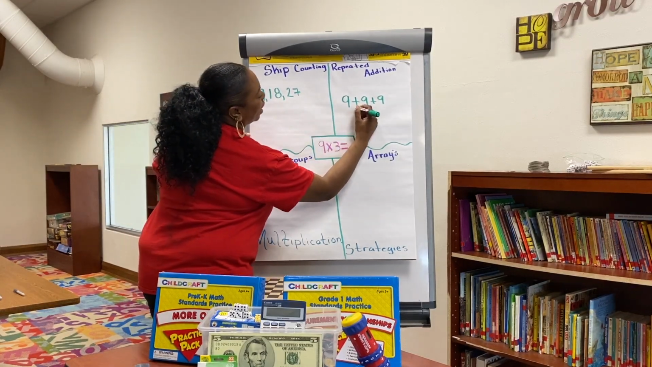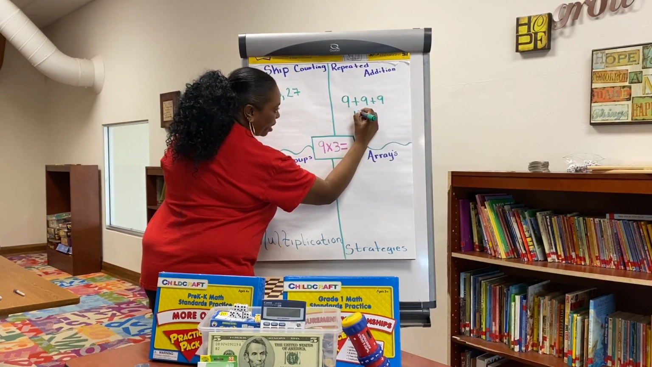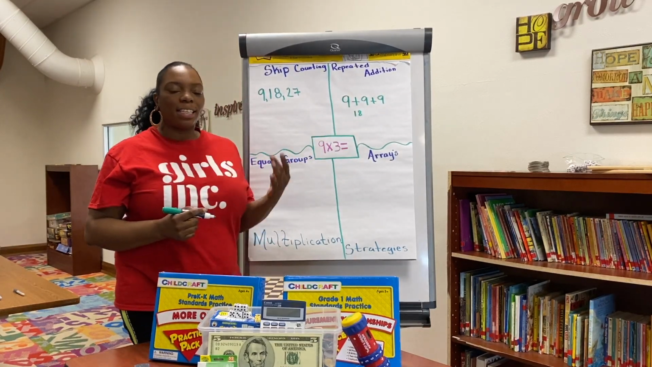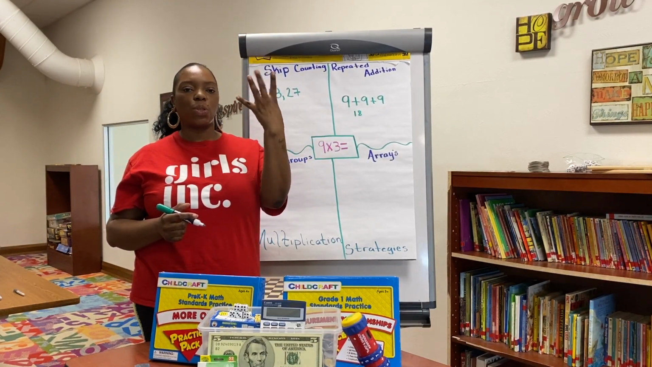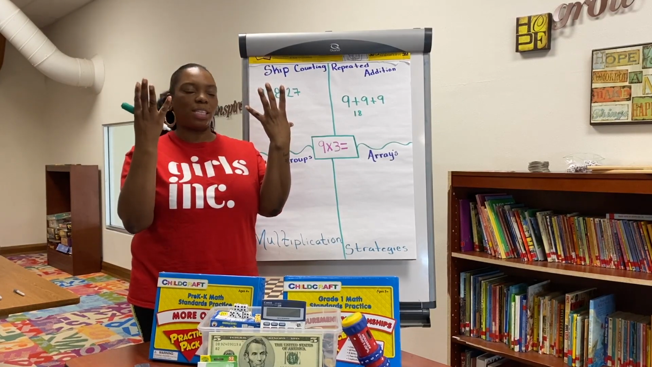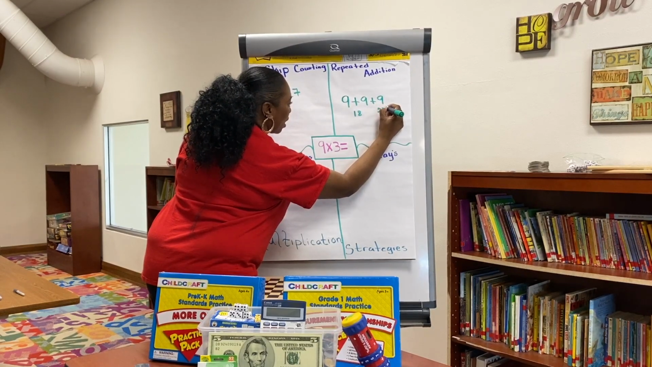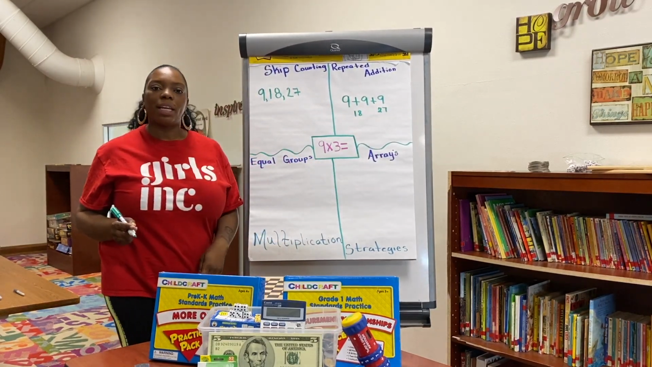And now I'll put 18 down here just to keep my place. Then I'm going to add 18 plus 9 more. 18, 19, 20, 21, 22, 23, 24, 25, 26, 27. 27 is my product. So again, repeated addition.